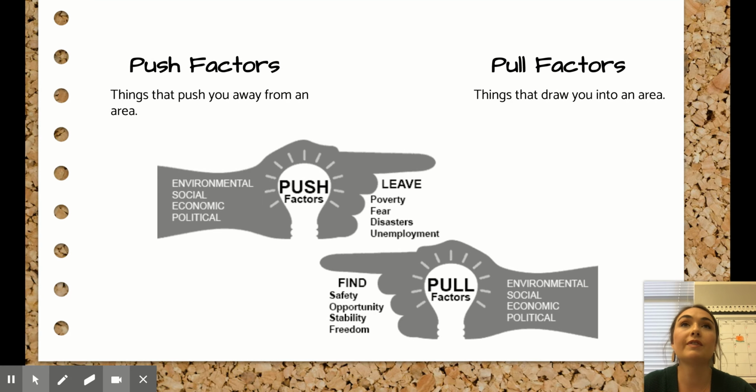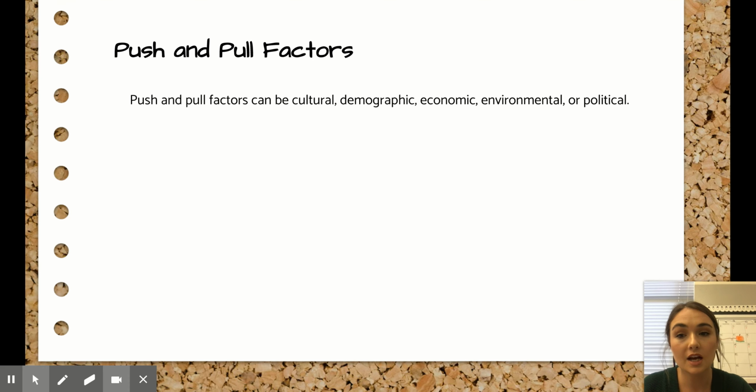So push factors would be a reason that I decided to move out of the United States, but there are so many other countries I can move to. So the pull factors would be the reason that I chose a certain country to go to. And these things can take different shapes. Push and pull factors can be cultural, can be demographic, can be economic, environmental, or political. So any of those types of factors can be the reason someone leaves somewhere or decides to go somewhere else.